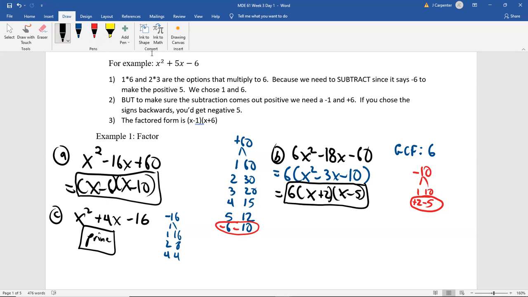All right, so that's our shortcut method for trinomials when the leading coefficient is 1. You might need to practice this 100 times. You might prefer another method, whatever works for you, but get it done on your own time.